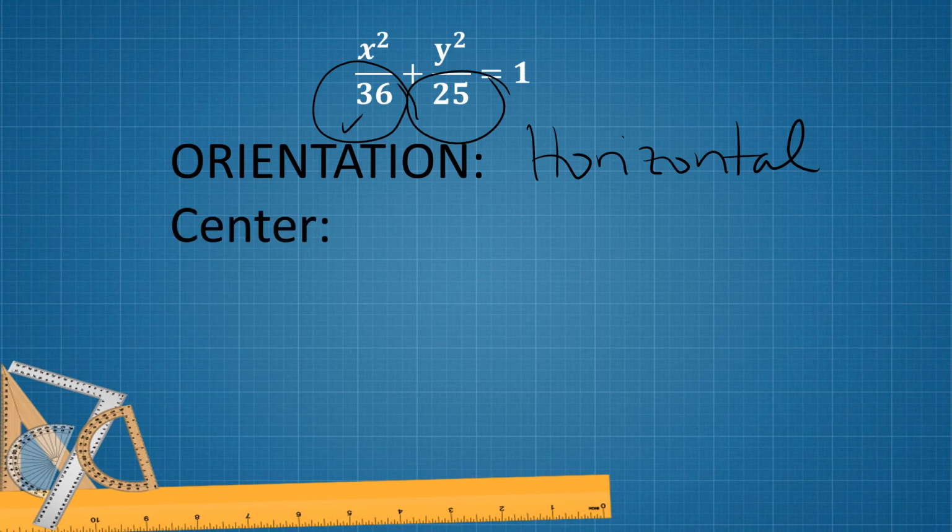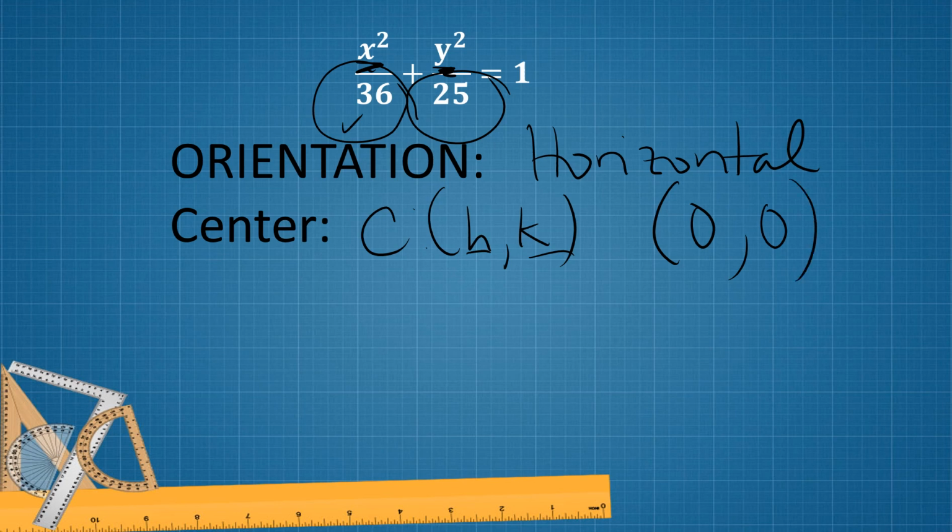Next, we need to find the center. Since the center can be written as (h, k), at yung h, ito po yung kasama ni x, at wala namang kasama si x. Therefore, it is 0. Para kay k, ito yung kasama ni y. Since walang kasama si y, therefore, it is also 0. Therefore, the center is located at the origin, or at (0, 0).